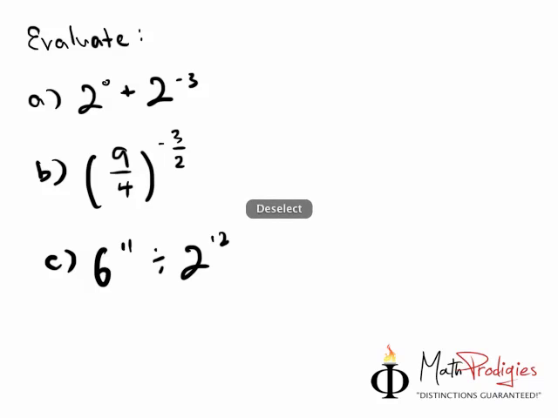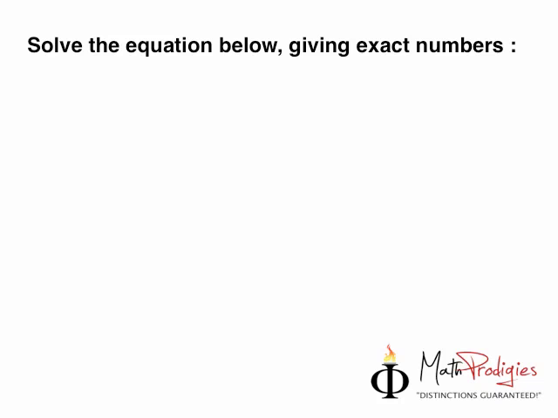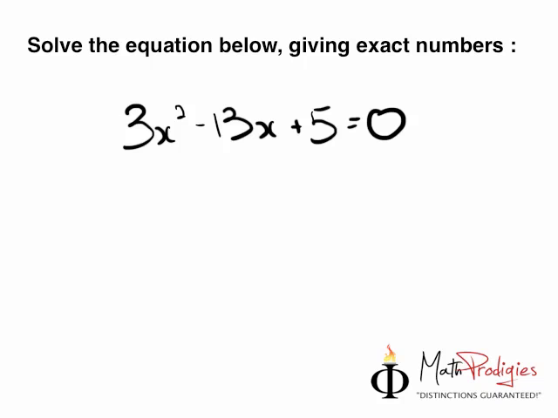And now I'm going to move forward to the next question. I'm going to give you a much easier question this time around, don't worry. The question is, solve the equation below giving exact numbers. 3x squared minus 13x plus 5 equals 0.